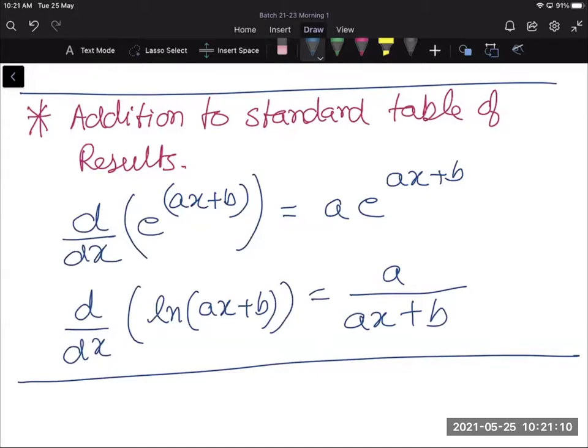dy dx of e raised to the power ax plus b is equal to a multiplied by e raised to the power ax plus b. You remember that in sin ax plus b and cosine ax plus b, the a comes out, meaning a multiplied by b. The same thing happens here. So dy dx of e raised to the power ax plus b is a times e raised to the power ax plus b, and dy dx of ln of ax plus b is equal to a upon ax plus b.